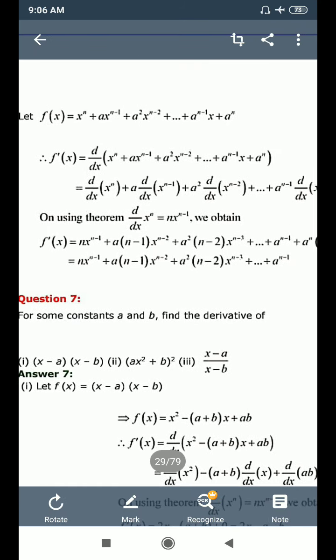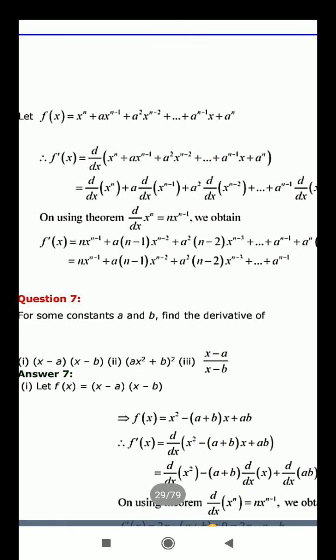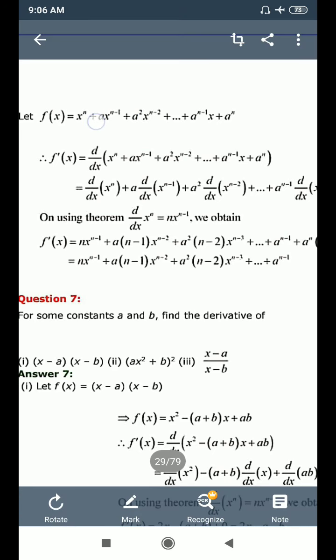f(x) equal to x raised to power n, a into x raised to power n minus 1, and so on, is given. You have to find the derivative of this. So we'll differentiate all these terms separately. We'll write d over dx of this whole expression.